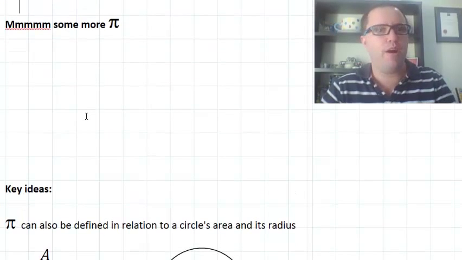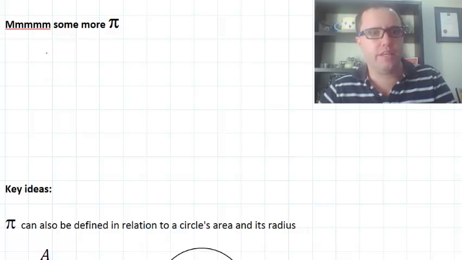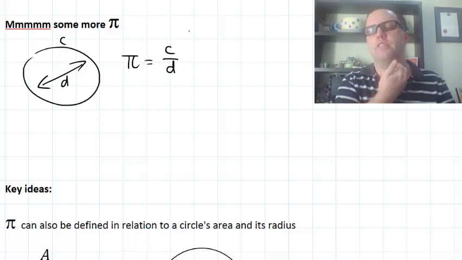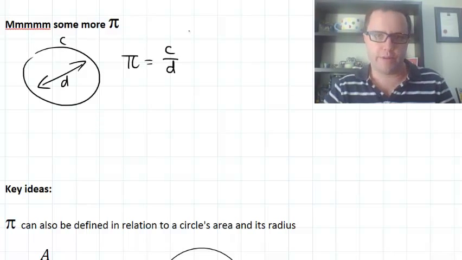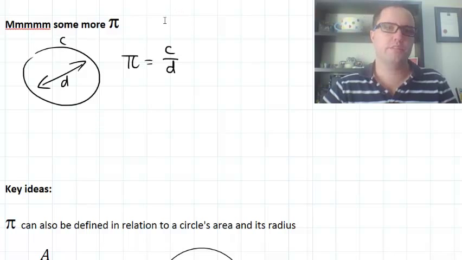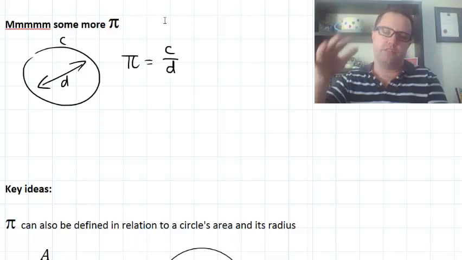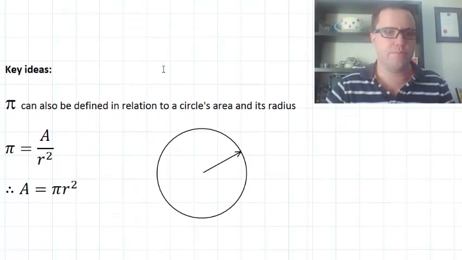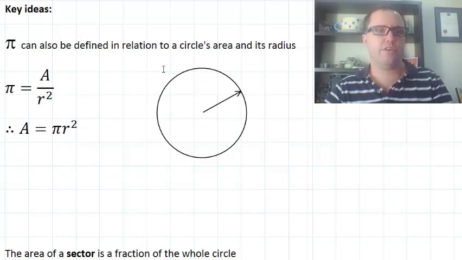Some more pi. You'll remember hopefully that if we had some circle with a diameter of whatever and a circumference of some number, pi is equal to the circumference over the diameter. So it's the ratio of the circumference to its diameter. We used that before, but we're going to see that it also has another definition as well.